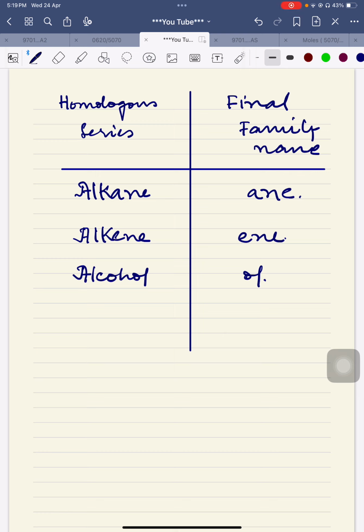And then after alkane and alcohol, there is carboxylic acid. Carboxylic acids, their names end with oic, okay? Whereas esters end with ate, okay? So these are telling you how the final family name will end in the case of different organic compounds.